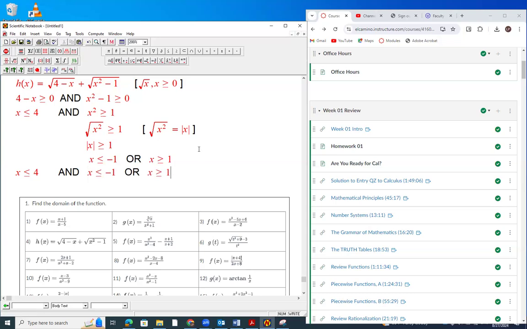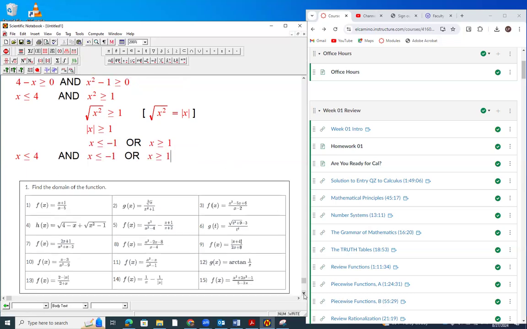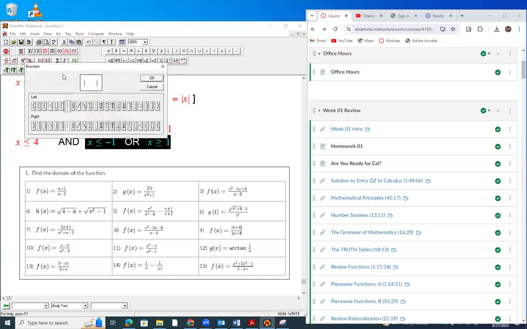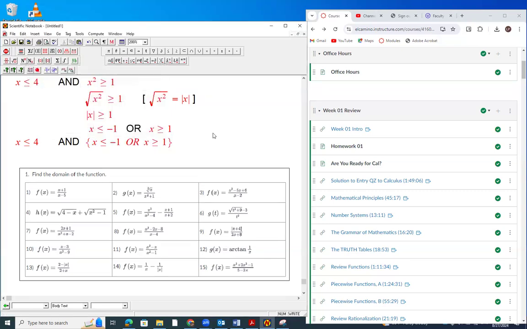These two are together. This is a more complex situation. We need to treat them as together. I'm going to put a curly bracket around these. Okay, so x is less than or equal to 4 and the other one.